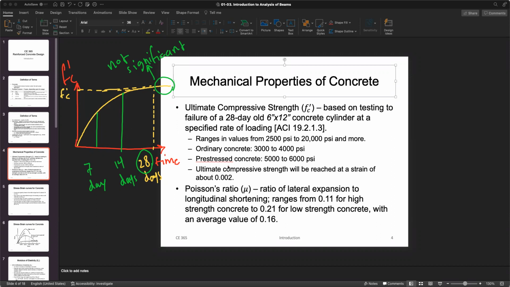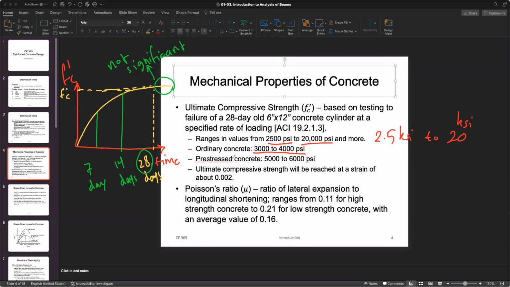All right. So compressive strength ranges from 2,500 psi to 20,000 psi. Usually it ranges from this number to this number in terms of psi. Also, it can be expressed in terms of ksi, right? So as you can see, there is a large interval for concrete. But ordinary concrete usually hovers about 3 ksi to 4 ksi. This would be the ordinary concrete we are dealing with.